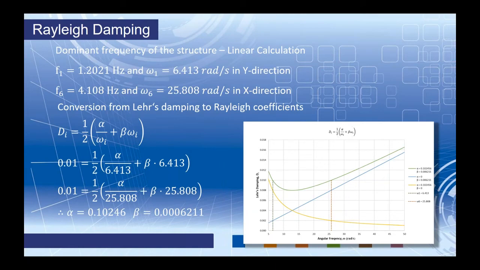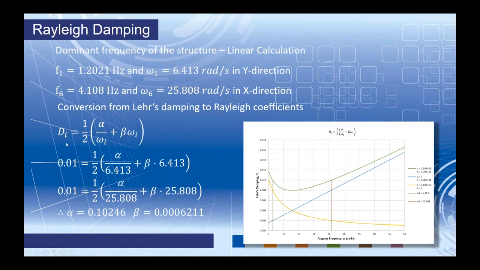The first thing that we want to do is consider the dominant frequencies of the structure according to a linear natural vibration analysis. And as we recall, that is mode shape 1 and mode shape 6. Now we can see here the frequencies considered in the global Y and X directions for these two dominant mode shapes. And to convert from Lehr's damping to Rayleigh coefficients, it's just a simple equation.